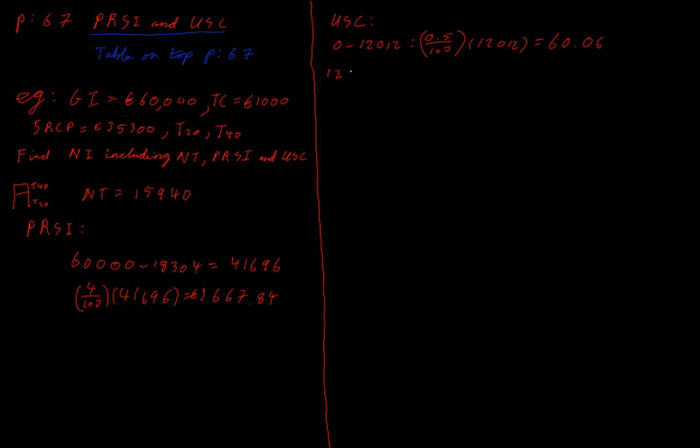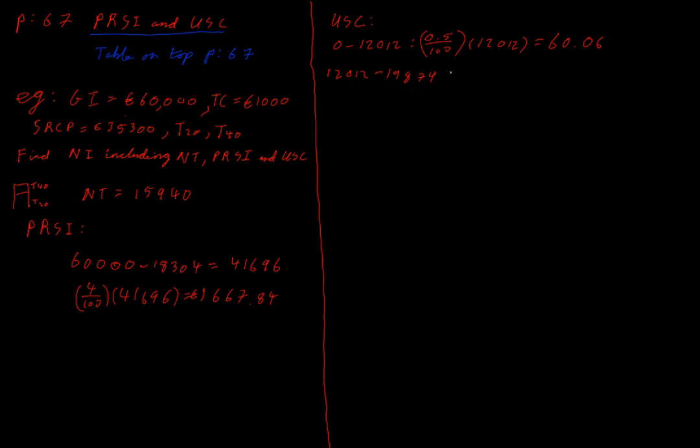Now the next bit requires a little bit of calculation. So from 12,012 euro up for the next 7,862 euro, we're going to pay 2% USC. So we need to work out what 12,012 plus 7,862 is, and when we add that up we get 19,874. So this number is 12,012 plus 7,862. So that's how I got this number here.